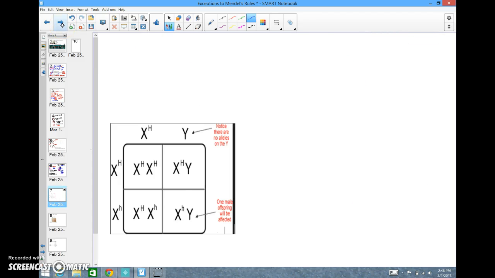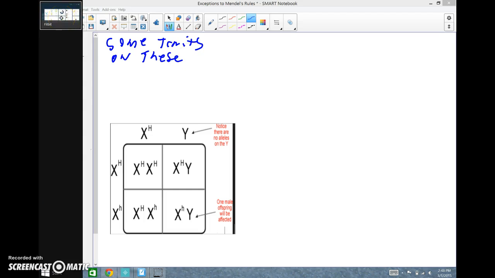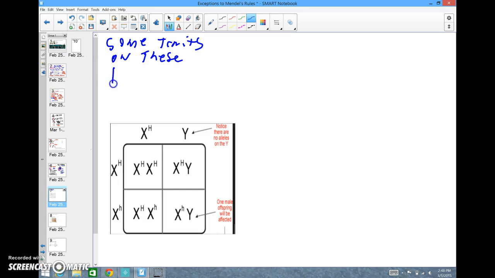But what we also know is that there are some traits on these chromosomes. Not a lot, because it's just one chromosome, but there are some traits on these chromosomes. And this is a problem because the Y chromosome has less information.